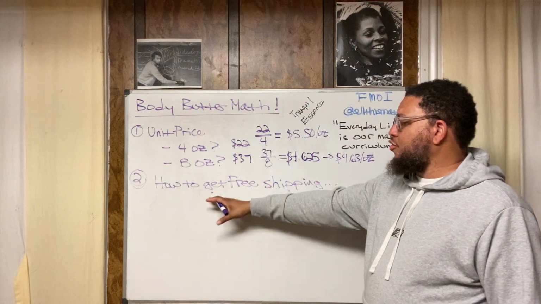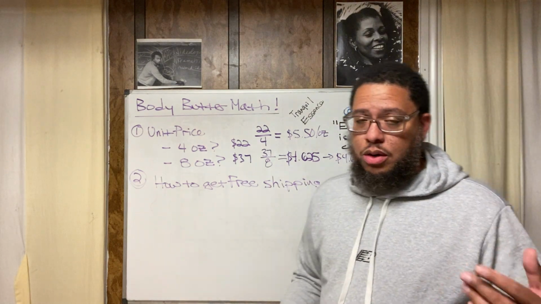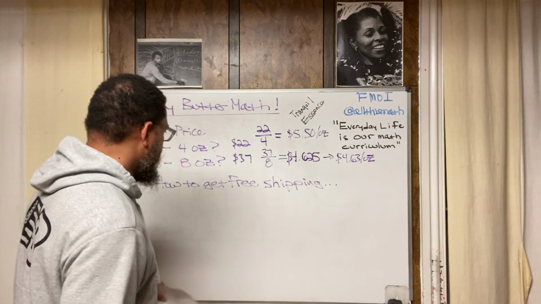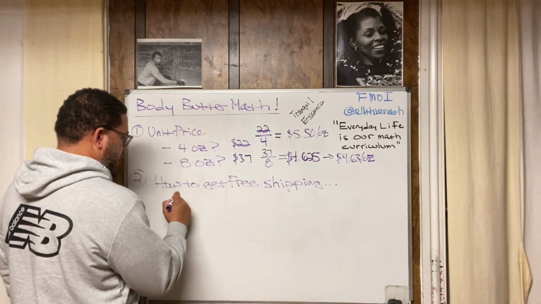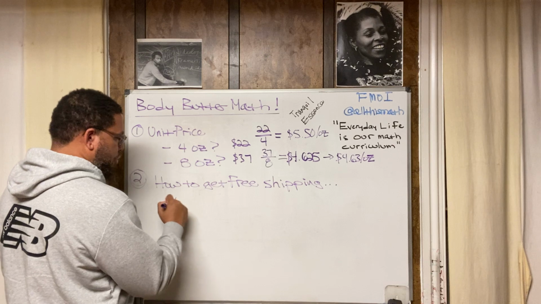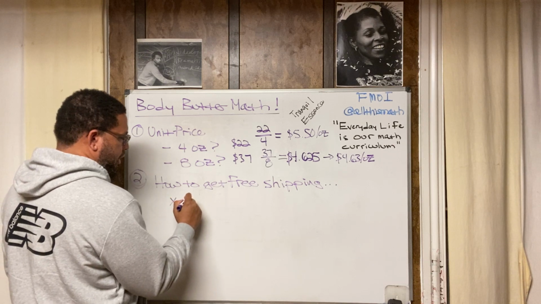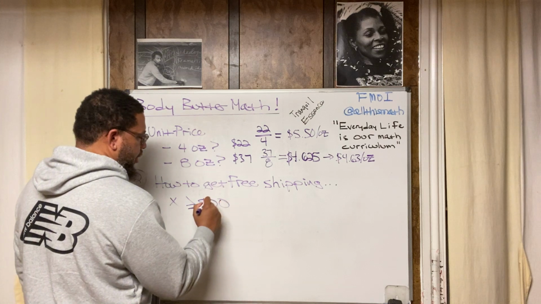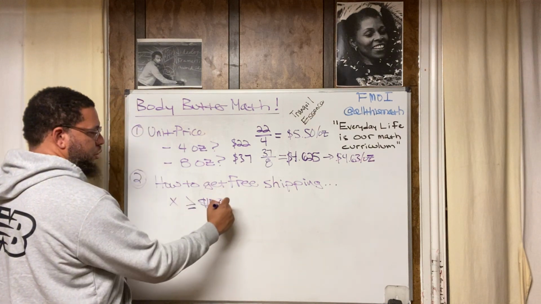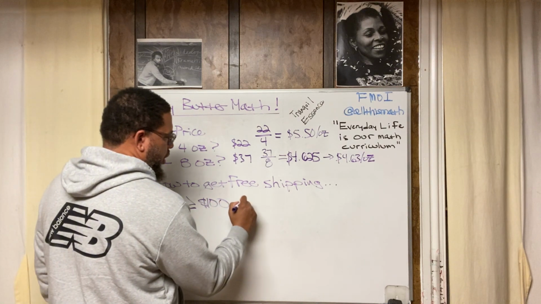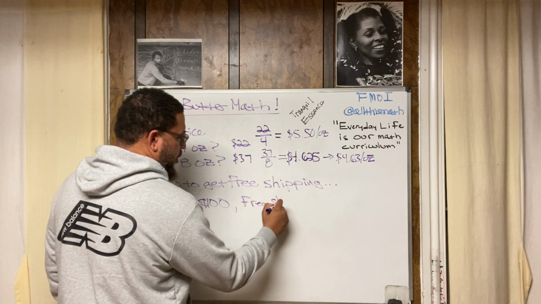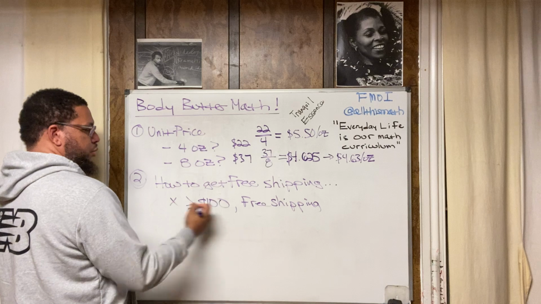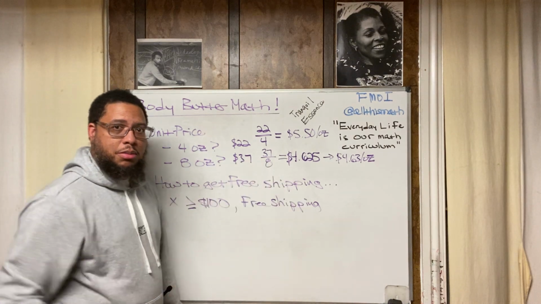Anyway, how to get free shipping. All right. So on a website, you can get free shipping if you spend at least $100. So that would be like this. Let's say X is the amount you spend, and if X is greater than or equal to $100, you get free shipping. See how I did that? I just used algebraic language to represent something that we talk about all the time.